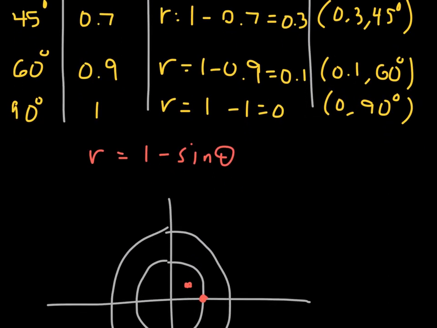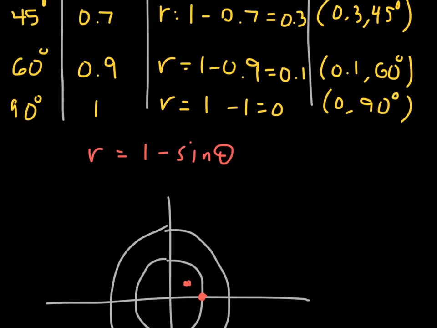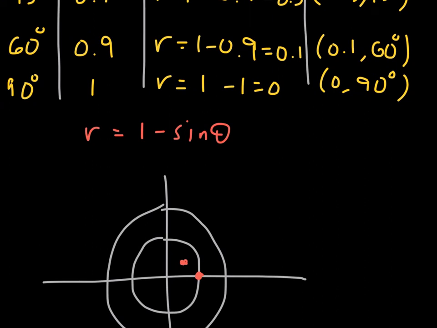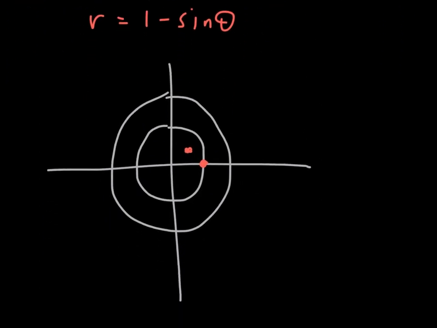Let's do this one. 0.1, that's almost basically at the pole. That's almost 0, right? And 60 degrees. So something like right here, okay? That's really close.